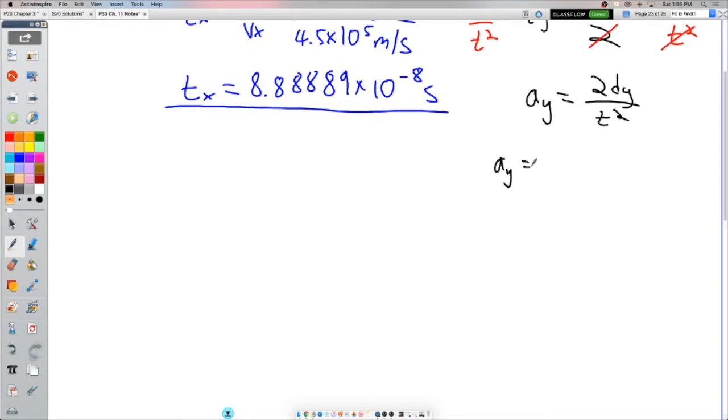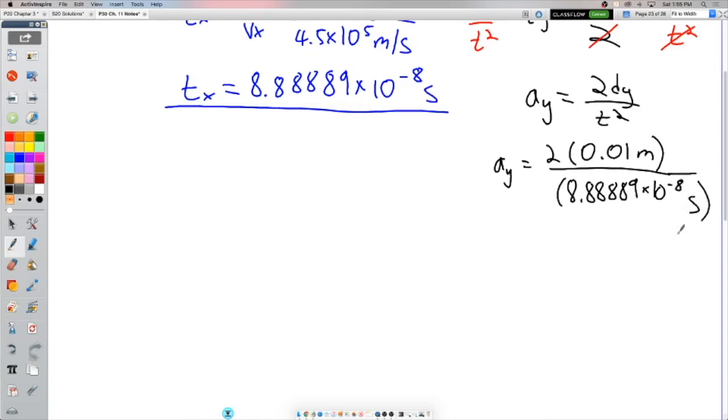So the acceleration in the y-axis is equal to 2 times, we measured on the diagram that the vertical distance traveled in the y-axis is 0.01 meters, right, or 1 centimeter, divided by the time squared. So what did we find the time to be? It was 8.8889 times 10 to the negative 8 seconds. Okay, great. So now we've got, don't forget to square that. Okay, so now we've got that the acceleration in the y-axis, or at least I got it to be 2.5312 times 10 to the 12th power meters per second squared.